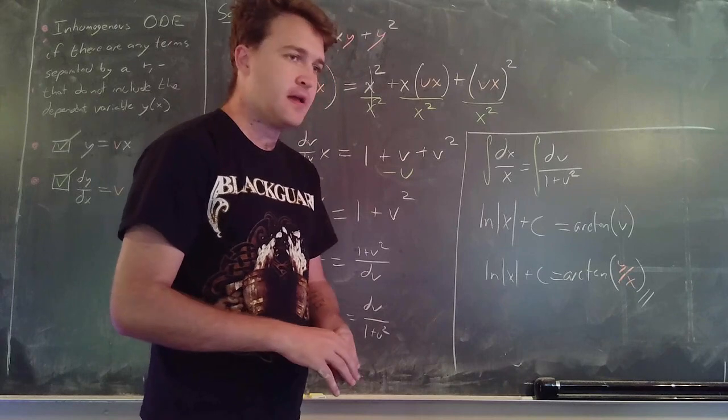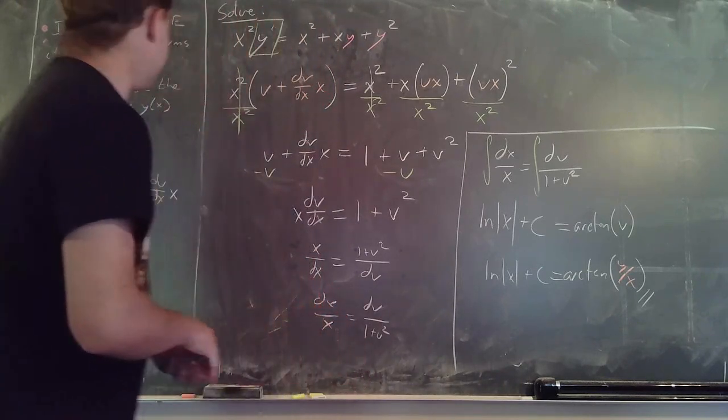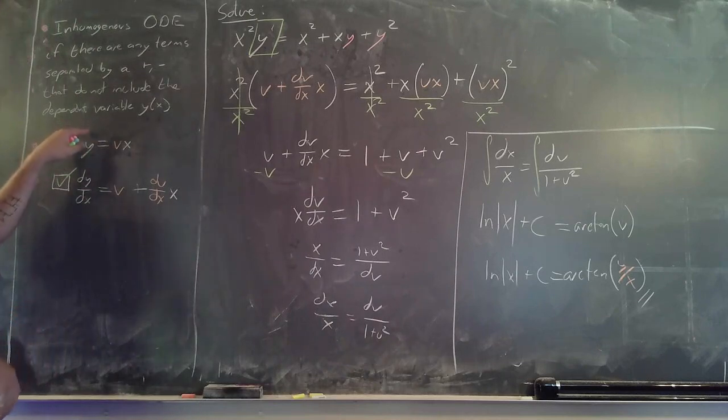Okay, so as you can see, the substitution y equals vx can reduce a homogeneous differential equation to a nice algebraic form in which we can eventually convert this thing into a separable differential equation. And these are always very simple because we just integrate both sides once we've separated out the variables. All right.